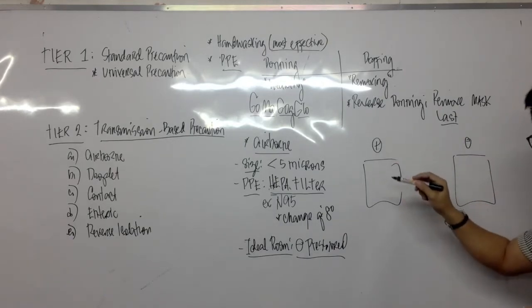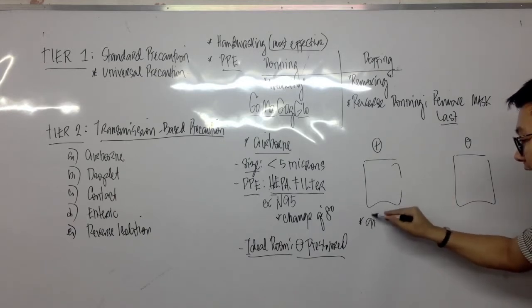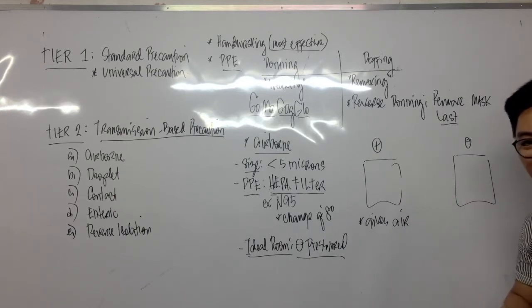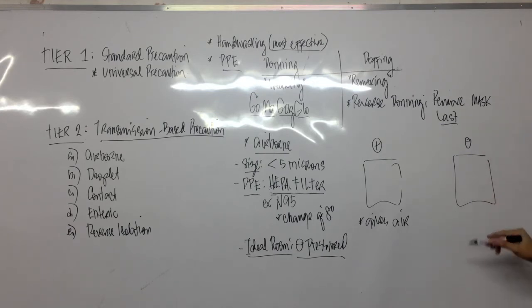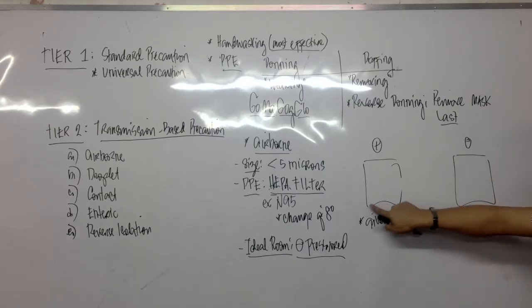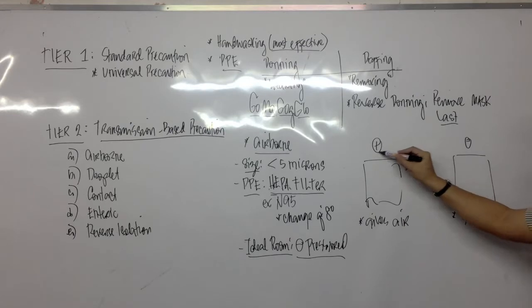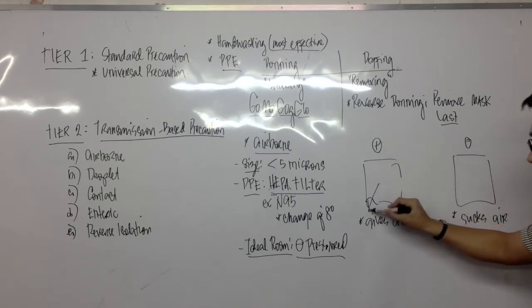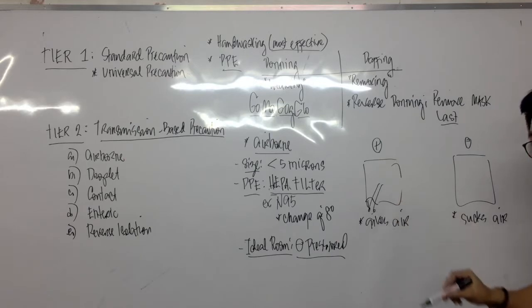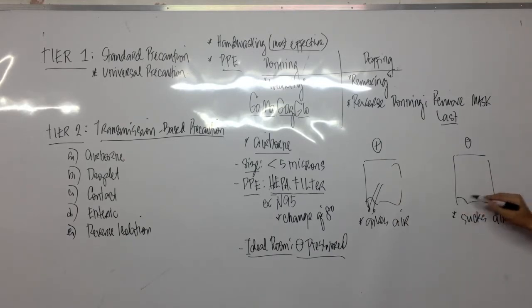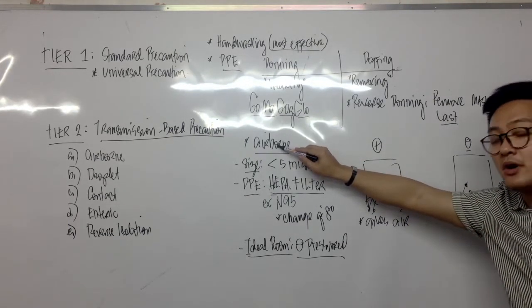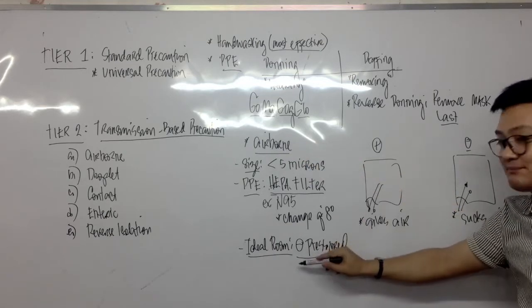Now, a positive pressured room is a room that gives air. Okay? A negative pressured room is a room that sucks air. In short, the moment you open the door of a positive pressured room, it gives air. Can you follow? Air gets out. But the moment you open the door of a negative pressured room, it sucks air to get inside the room. Can you follow? It sucks air to get inside the room. Therefore, airborne diseases must be admitted in a negative pressured room.